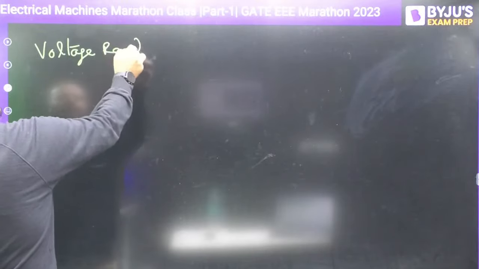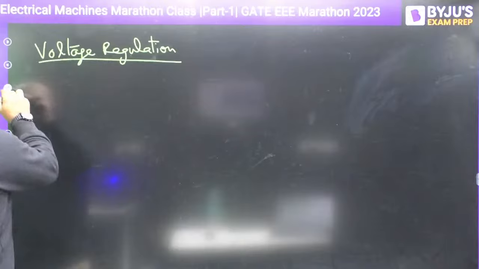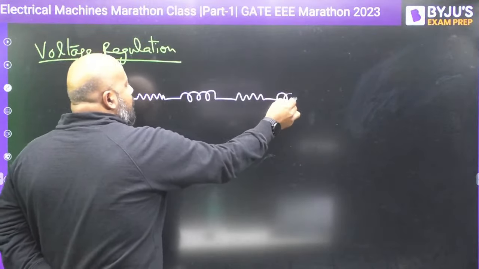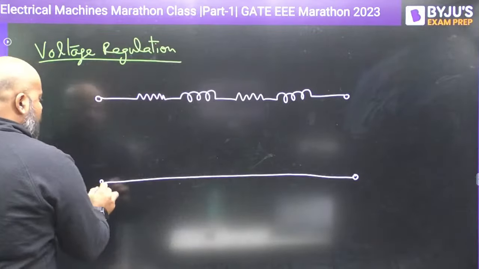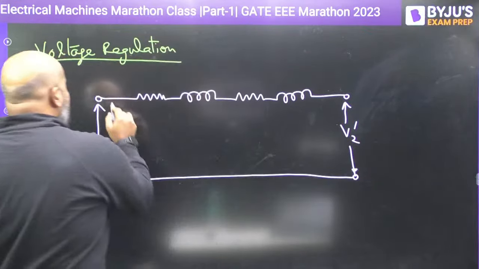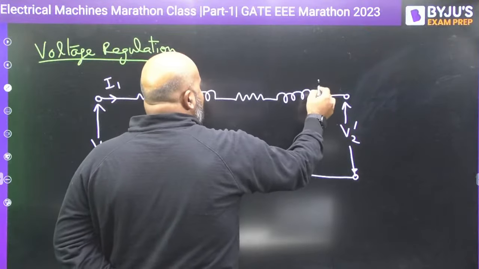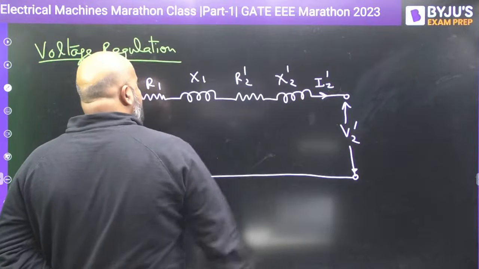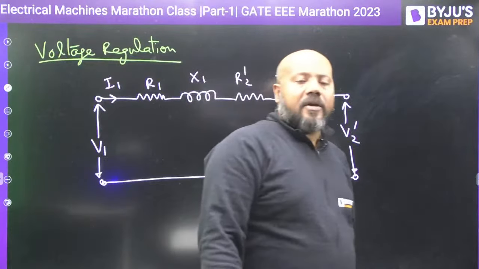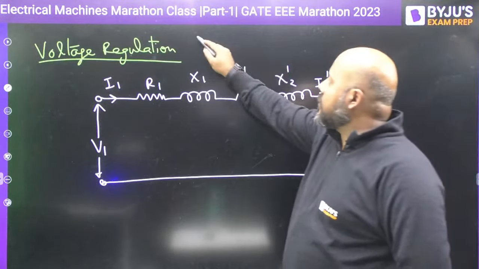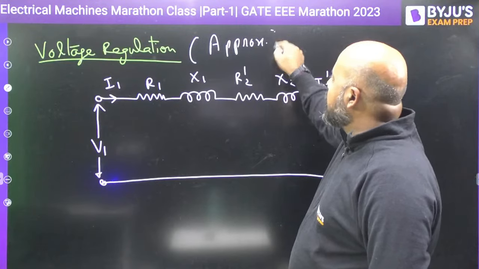And if you want to solve for the voltage regulation, you can use this equivalent circuit. You can ignore the shunt magnetizing branch. This is R1, X1, R2 dash and X2 dash. Because for voltage regulation you are more interested in the series voltage drop rather than the shunt branch. So there will be some error, but approximately you can use this. You will get a very close result if you use this circuit.